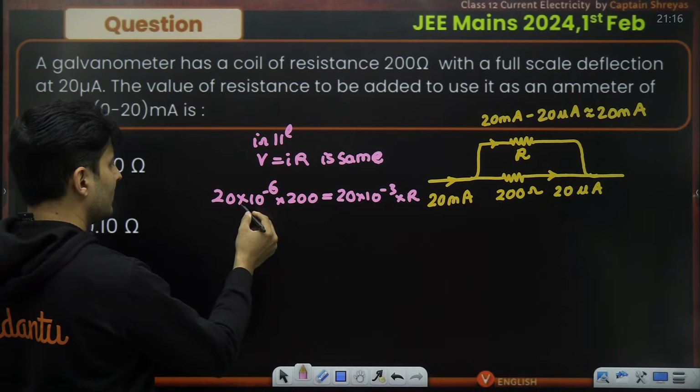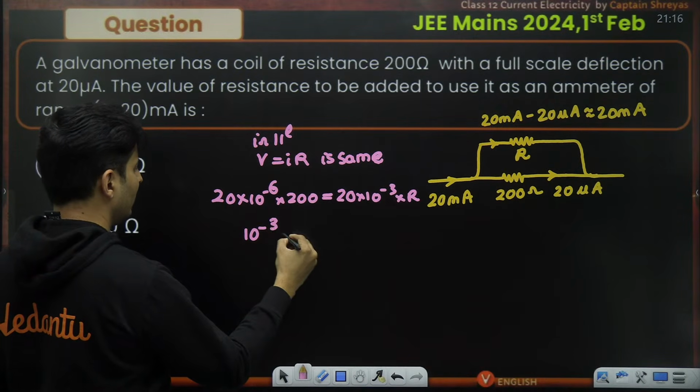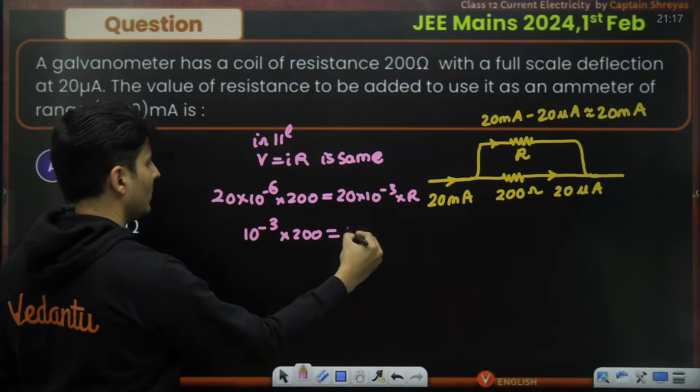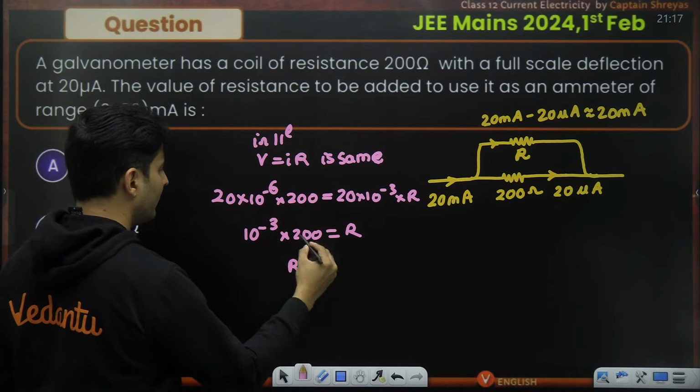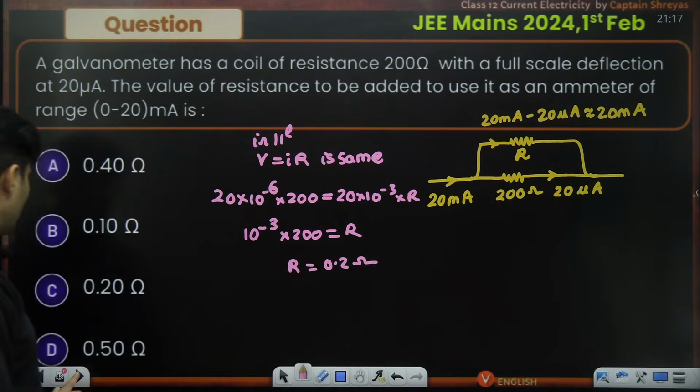So 20 cancels. So I'm left with 10 to the power minus 6, and minus 3 cancels as minus 3 into 200. 20 has gone, minus 3 also has gone. So R is remaining. So R is 200 into 10 to the power minus 3, which is basically 0.2 ohms. So 0.2 ohms is option C for Captain Shreyas.